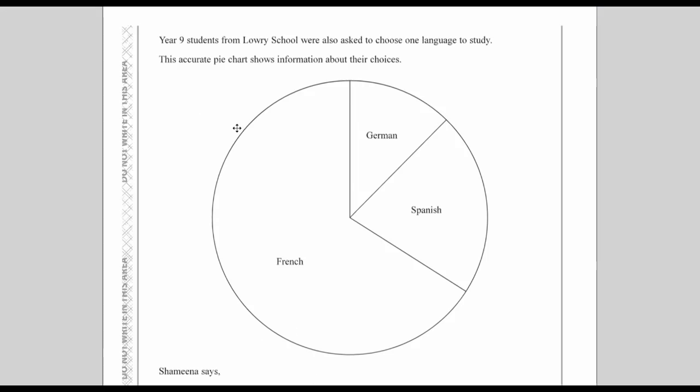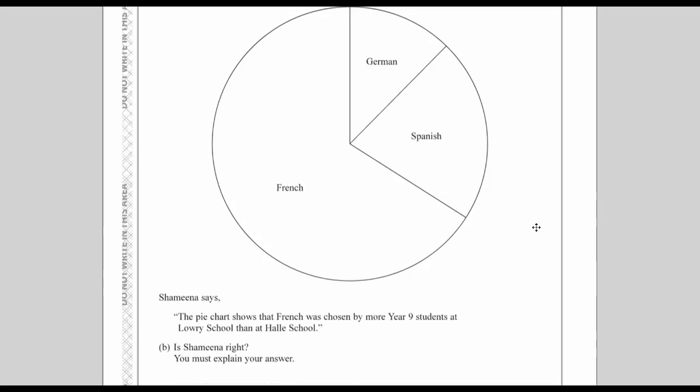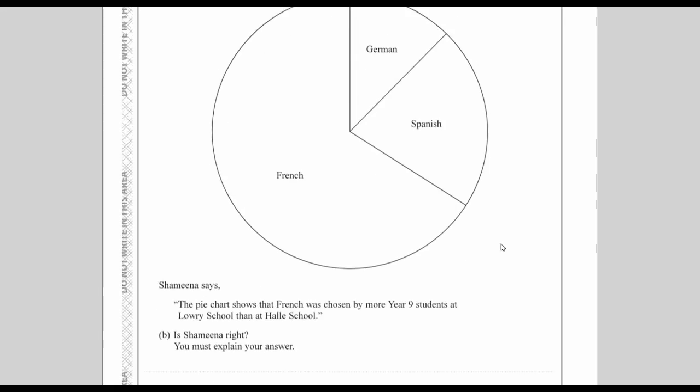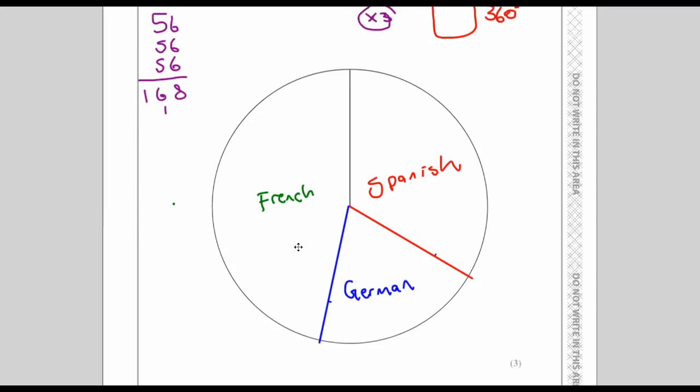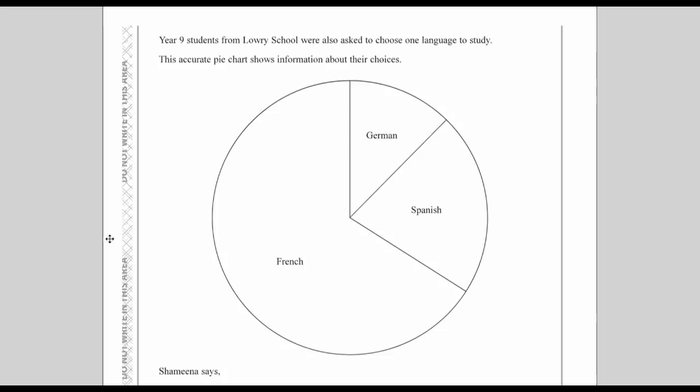Year 9 students from Lowry School were asked to choose one language to study. This accurate pie chart shows information about their choices. Shamina says the pie chart shows that French was chosen by more Year 9 students at Lowry School than at Hale School. Right, I can see why she thought that, because let's have a look at the pie chart. Let's try and take it onto the next page.